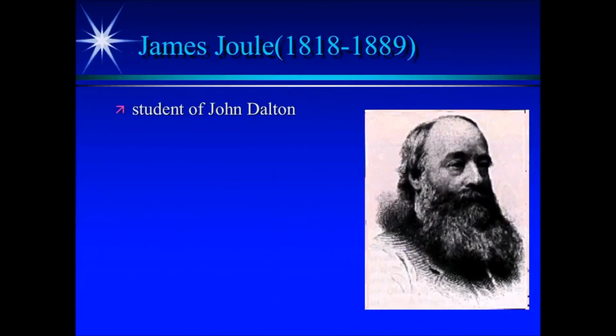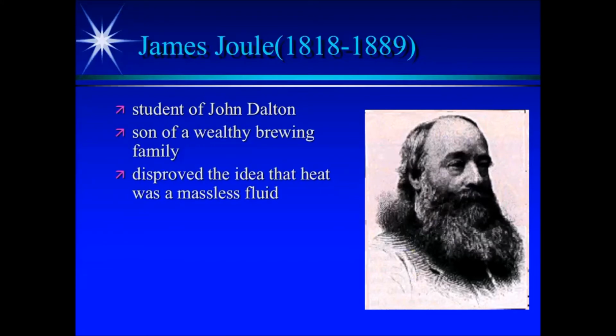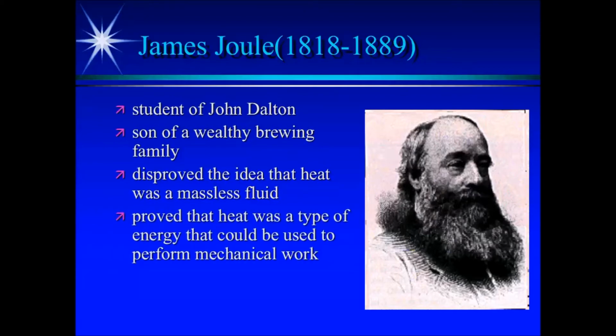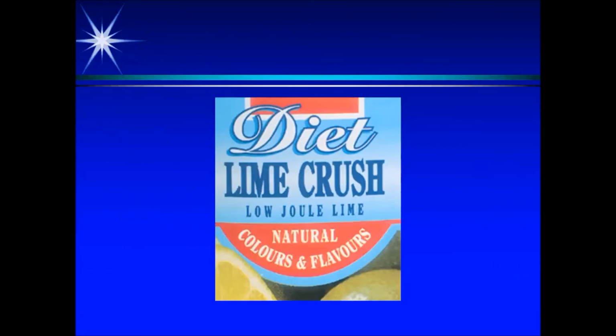James Joule was a student of John Dalton. His family made beer. You know the whole mirage thing? You're looking down the road, it's hot, and it looks like, oh, there's a river over there. There's no river over there. He was able to explain that it had to do with light being bent by stuff. He proved that heat was a type of energy that could be used to perform mechanical work.